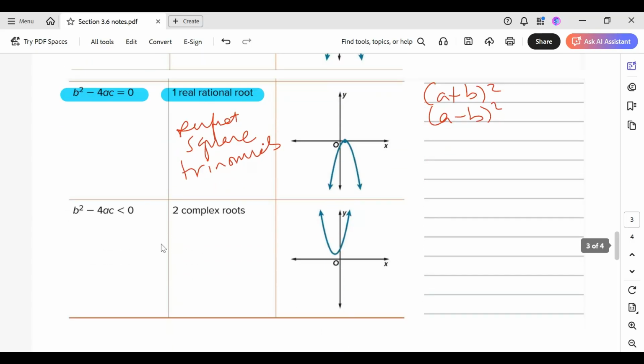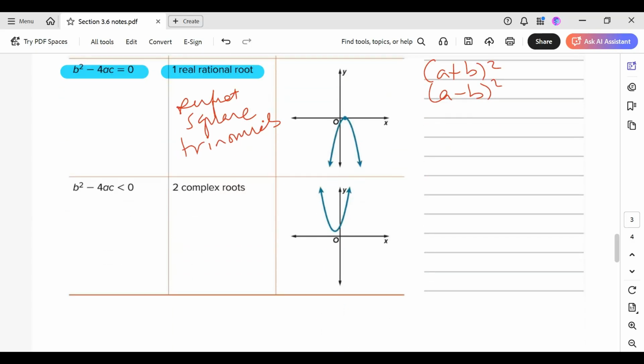Now, if b squared minus 4ac resulted in less than 0, you have two complex numbers. These are your imaginary values. Your imaginary answers means they result in the letter i.